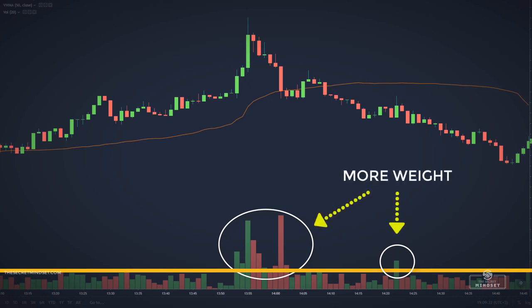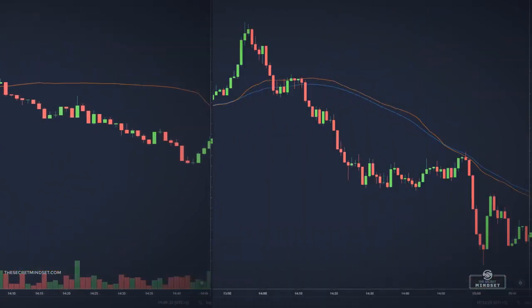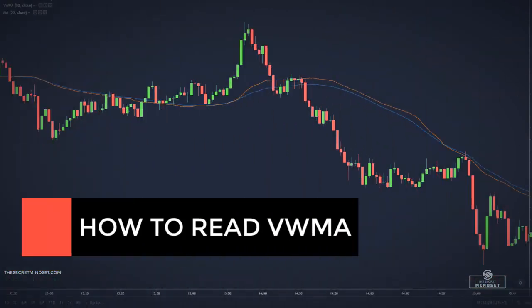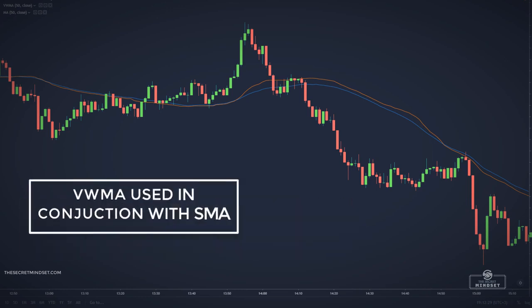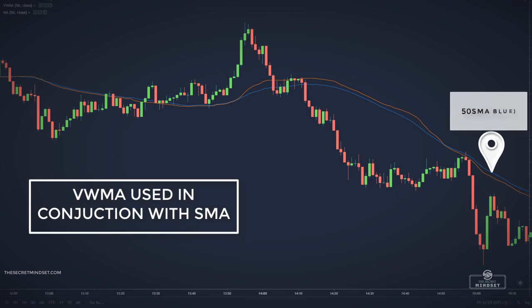This is very important information because you can make better decisions when you add volume into your trading strategy. You could read the volume-weighted moving average in a similar manner to other moving averages. Its main use, however, arises when it's used in conjunction with a simple moving average. So let's analyze a chart with a 50 simple moving average and a 50 volume-weighted moving average.